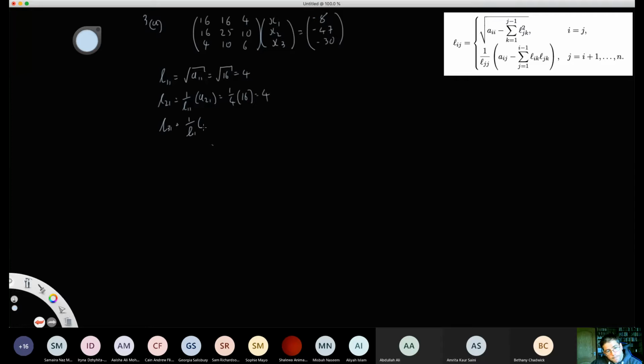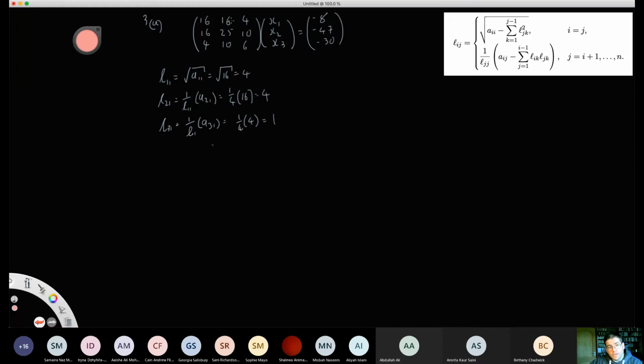So 1 over L11, A31. It's 1/4 times 4 is 1. Okay. Change the colour just because I'm getting bored of that colour. Right, so now we've done the first column. So moving on to the second column.